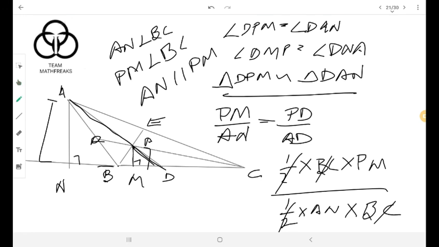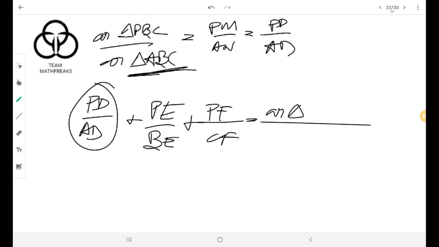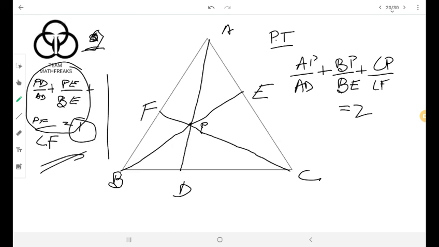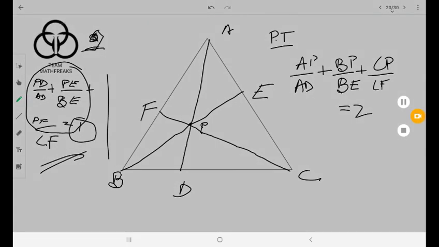If you just see this triangle area plus this triangle area plus this triangle area are added here, what we are getting is triangle ABC over area of triangle ABC equals to 1. Hence the first part of the question is proved. Now we want to prove the second part of the question.